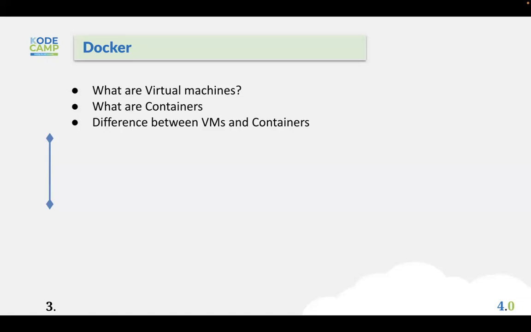So when it comes to benefits of containers over virtual machines, containers are lightweight and portable. Containers share the operating system kernel of the host machine. So it makes them much smaller and faster to start up than VMs. This also allows them to be easily moved between different environments.